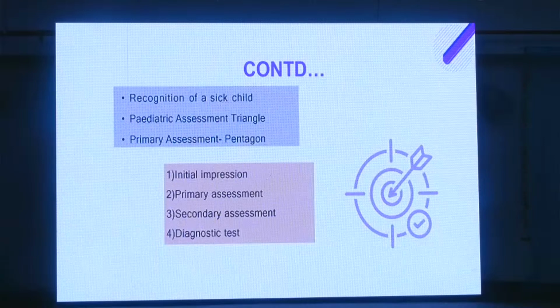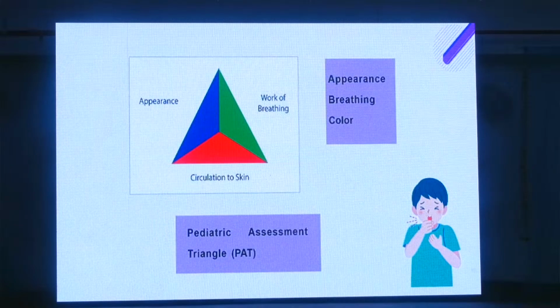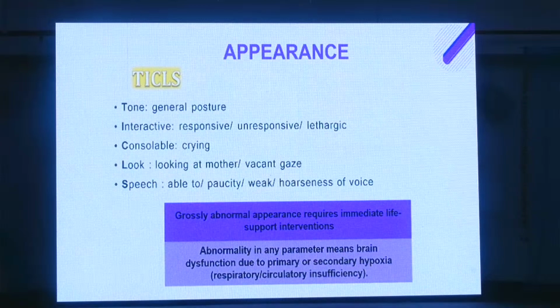After recognition of the sick child, there are two main things: the pediatric assessment triangle and the pediatric assessment pentagon. In the pediatric assessment triangle, we have three things: appearance, work of breathing, and circulation to the skin. In appearance, we have five major points that are called TICLS.